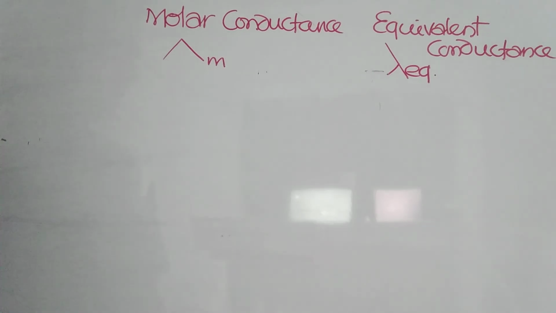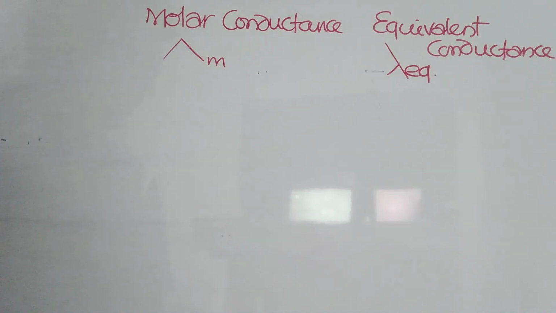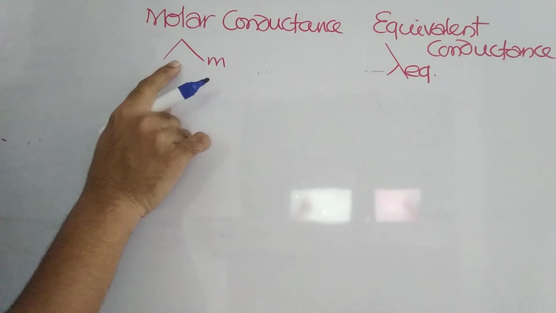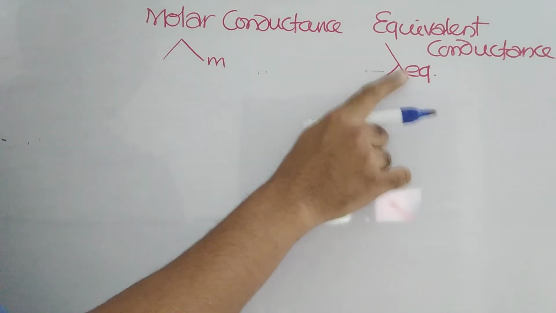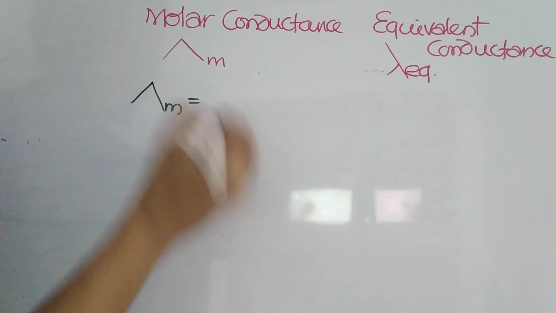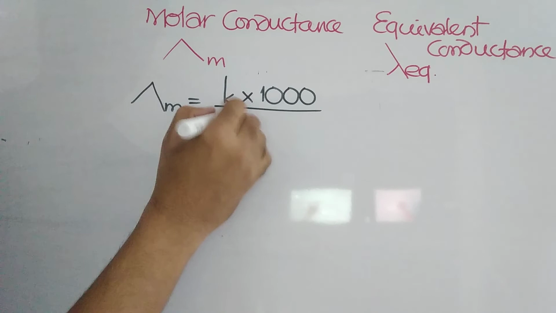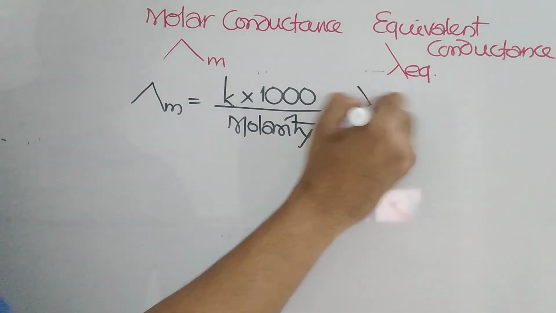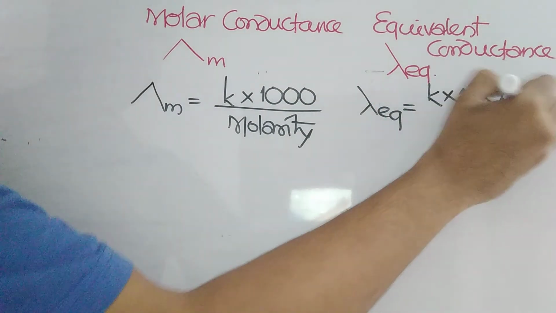Two more important definitions. One is molar conductance, the second is equivalent conductance. Molar conductance and equivalent conductance are both given by lambda only. Lambda m when you are writing, that is molar conductance. Lambda eq when you are writing, that is equivalent conductance. See the formula: lambda m is equal to kappa k into 1000 by molarity. Here lambda equivalent, the equivalent conductance, is equal to k into 1000 by normality.